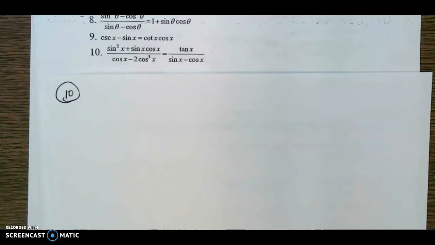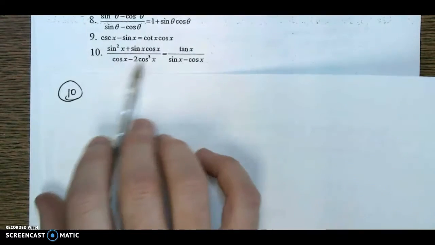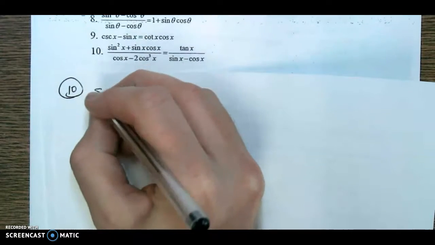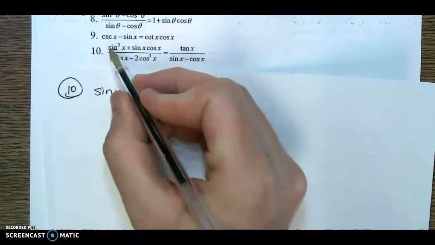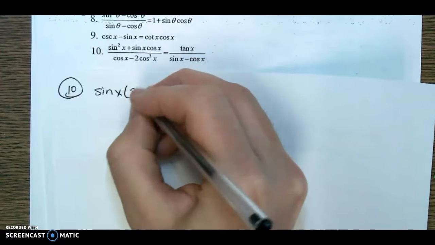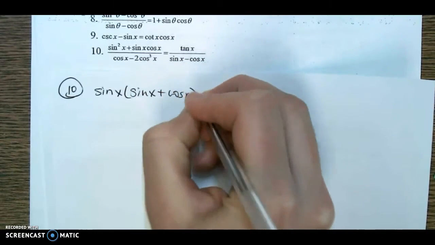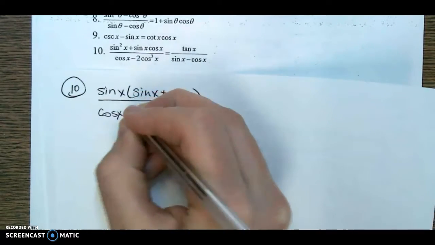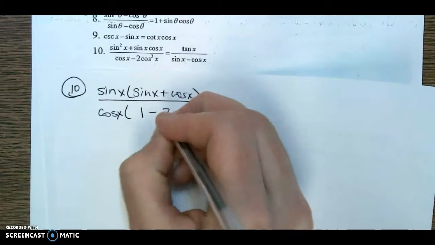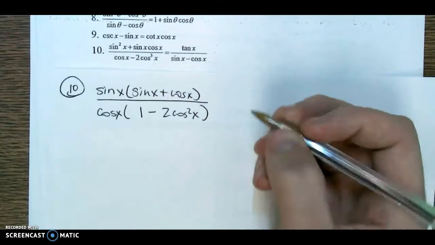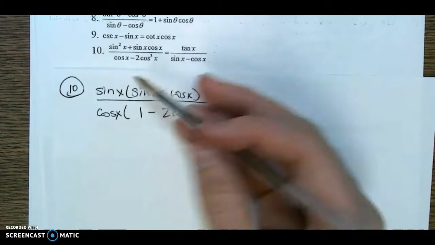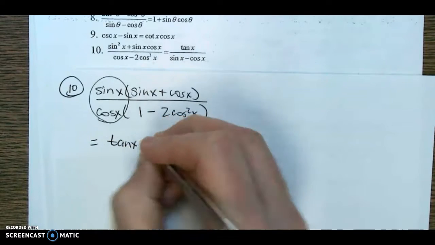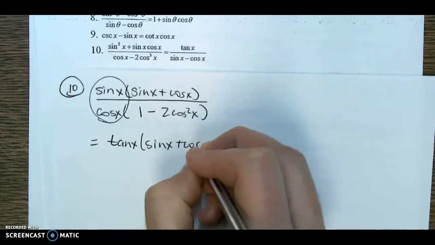Number 10 has some sines in common and cosines in common. So you're going to want to take out a sine on top. So factor that out, and that's going to leave you with sine plus cosine. And on the bottom, you have a cosine you can take out. So we're going to factor out a cosine, which will leave me with 1 minus 2 cosine squared. When we look over here, I need tangent, which I have right now. So I'm going to go ahead and take sine over cosine and make it tangent, which goes on top.